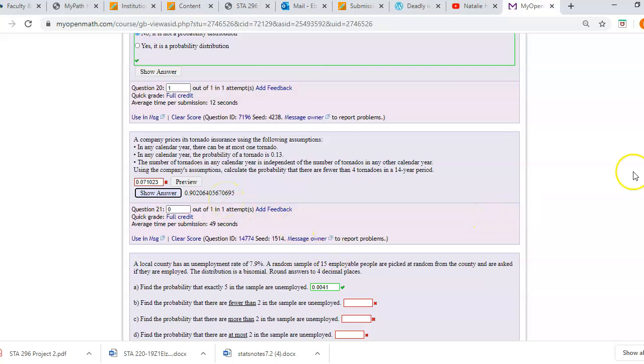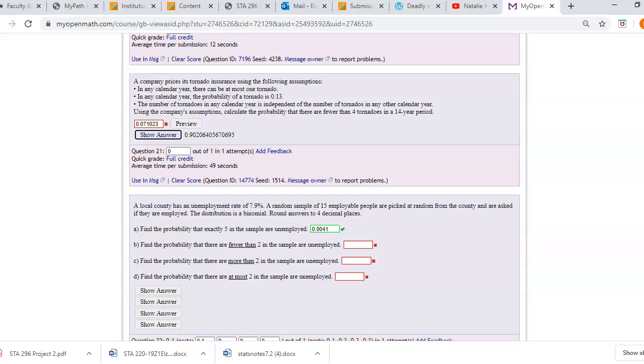Now, the second problem here is exactly the same kind of problem, but we have to pay attention to the wording on each one of these. So find the probability that there are fewer than 2 is exactly like the problem we just did. All right, where X is 2, and it looks like 15 is our N, and our probability of unemployment is 0.079 as a decimal.